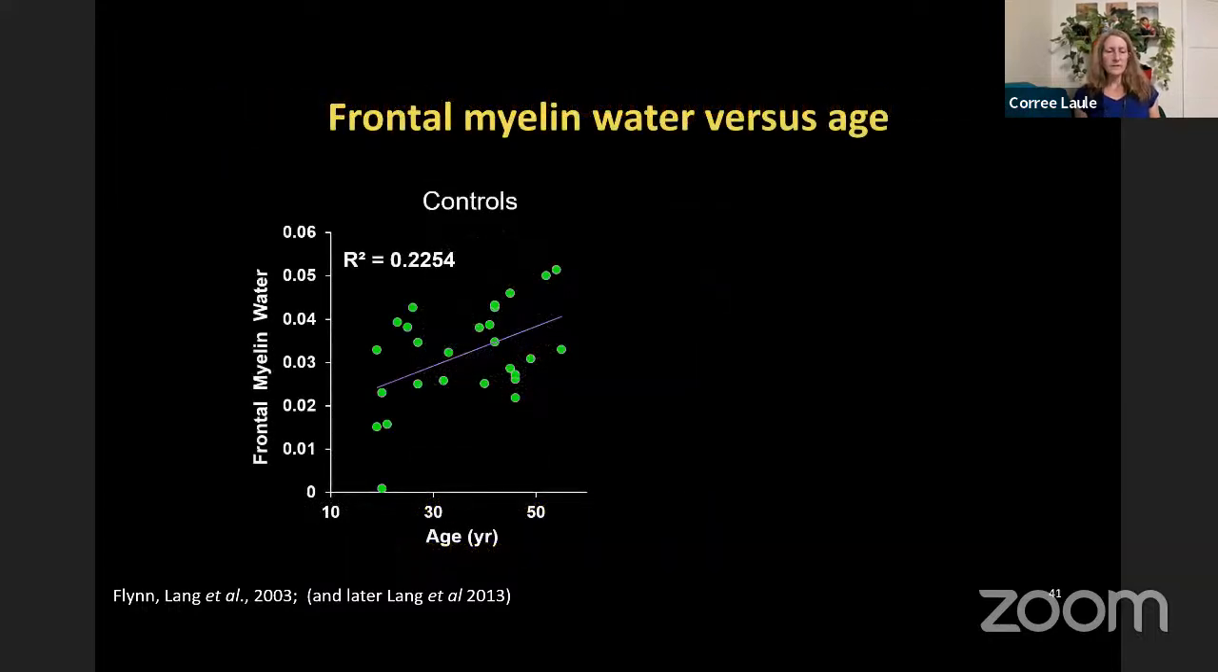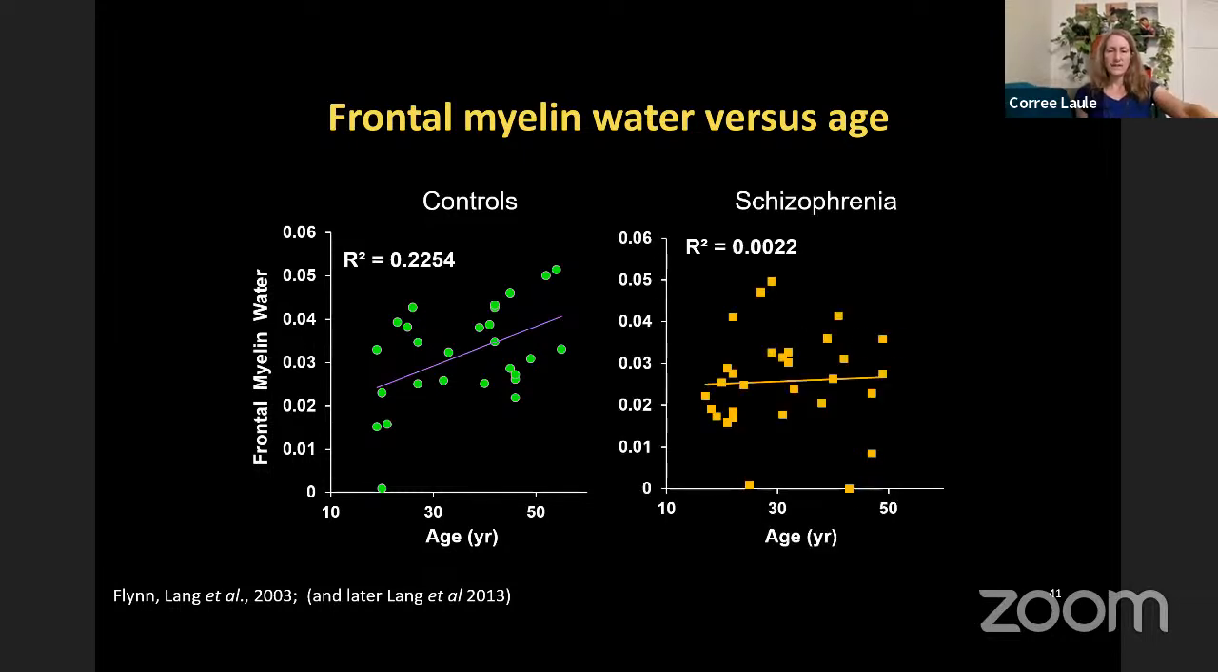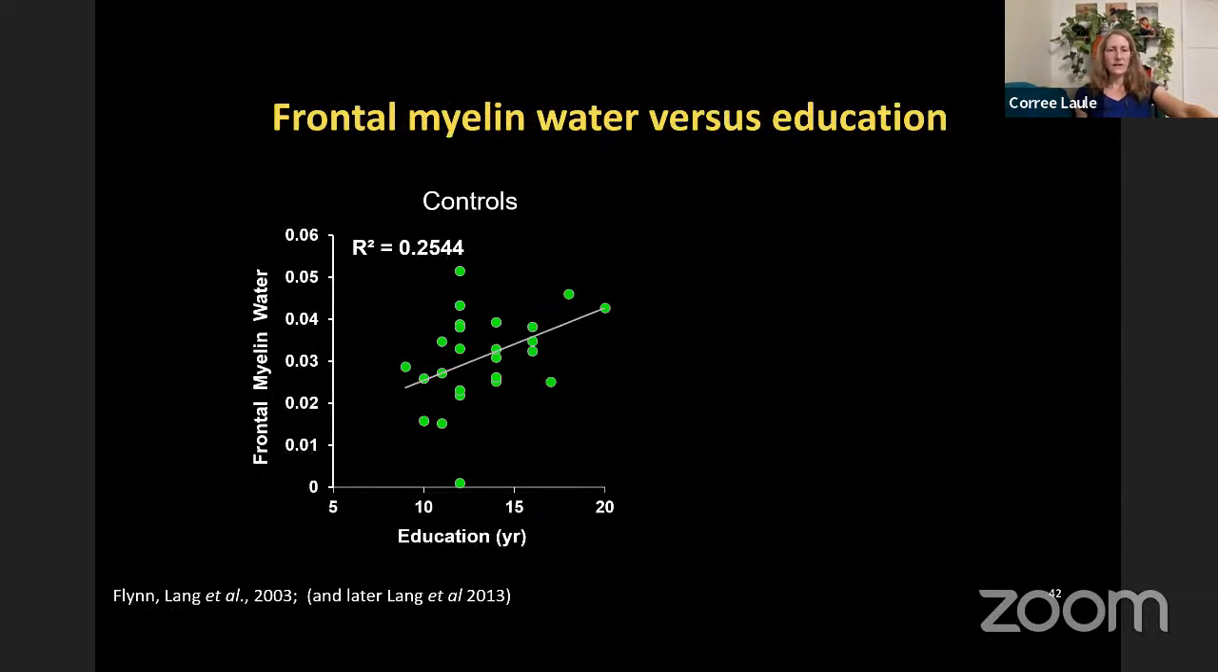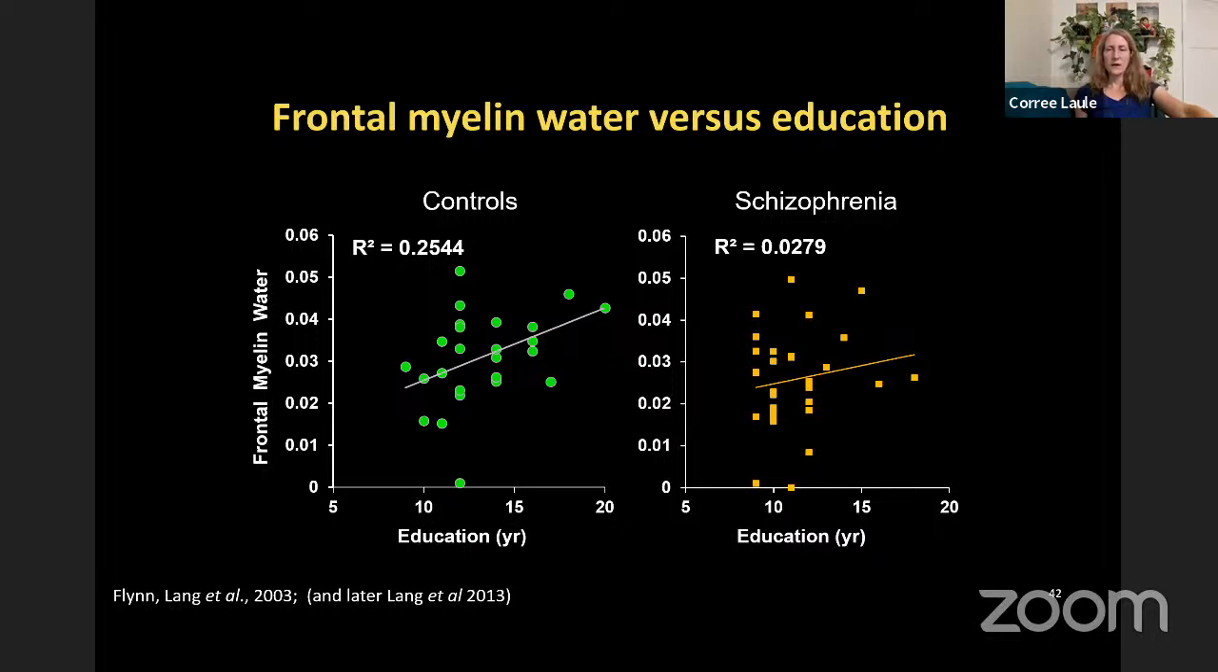What they also found was that in relation to age, in the controls, there was a relationship between frontal myelin water and how old the people were. And this wasn't evident in the people with schizophrenia. Interestingly, a similar relationship was observed between frontal myelin water and number of years of education for the controls, which was not evident in the people with schizophrenia.